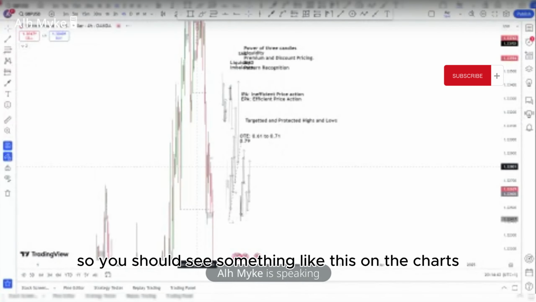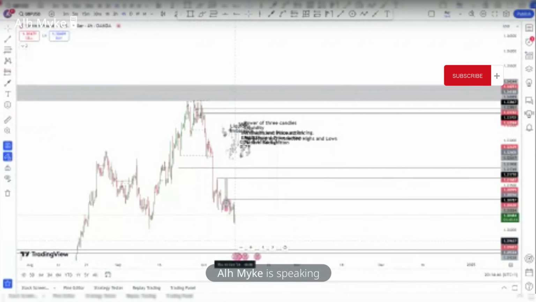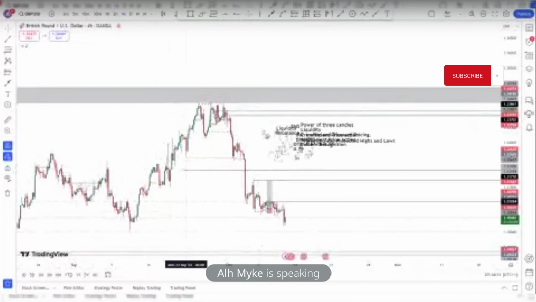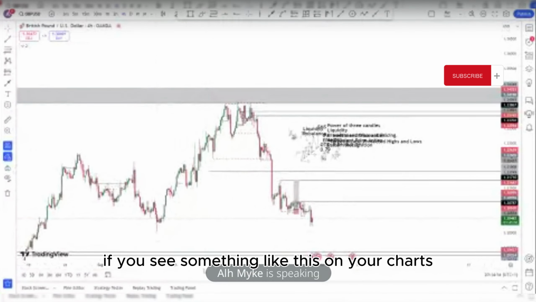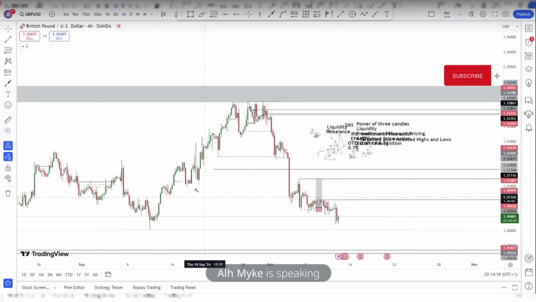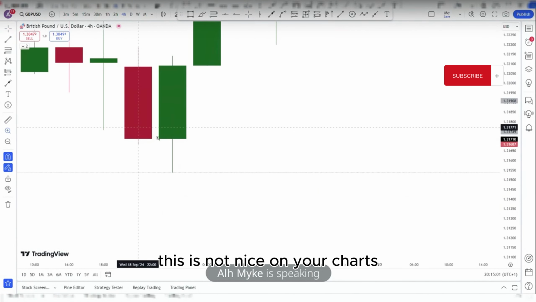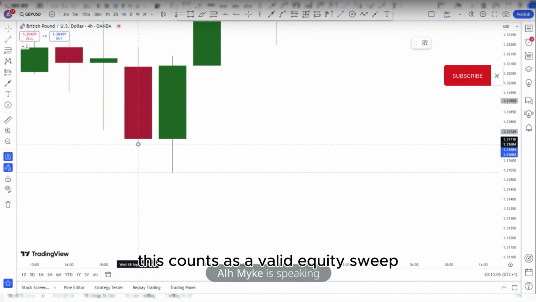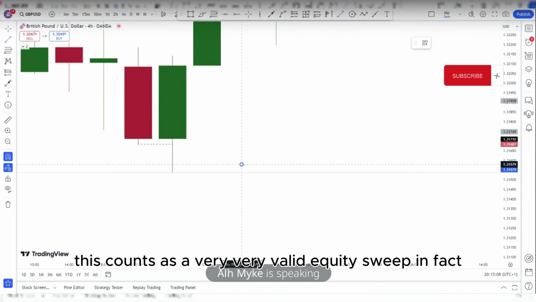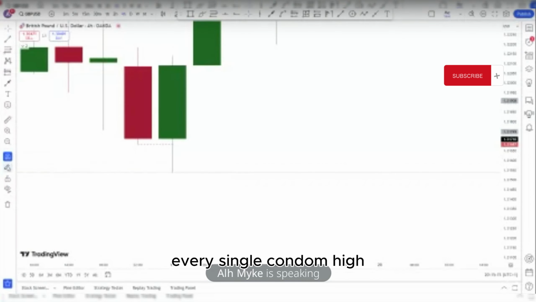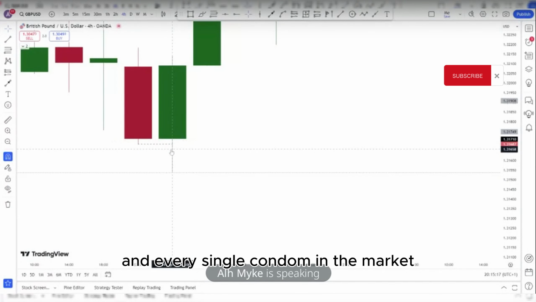So maybe you should see something like this on the charts. Let's look for an example. If you see something like this on your chart, this point here, this counts as a valid liquidity sweep. This counts as a very, very valid liquidity sweep, in fact, because there's also a liquidity line at every single candle high and every single candle low in the market.